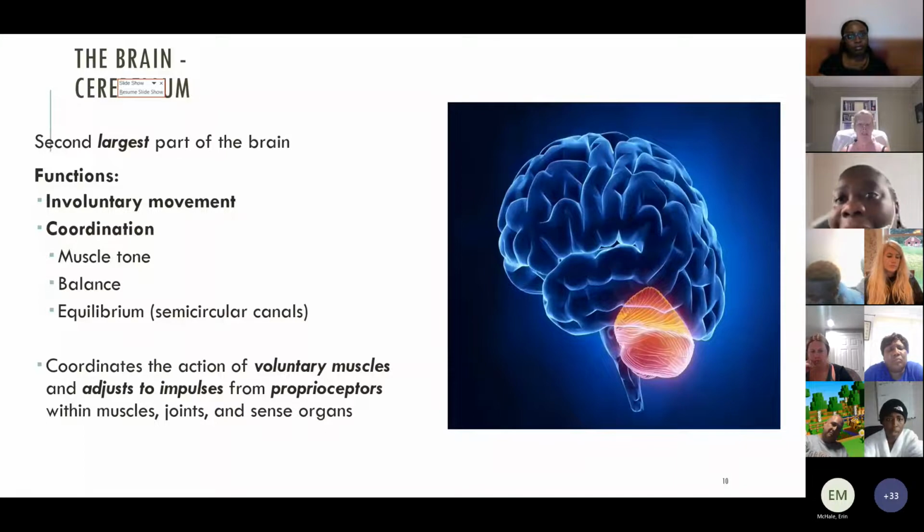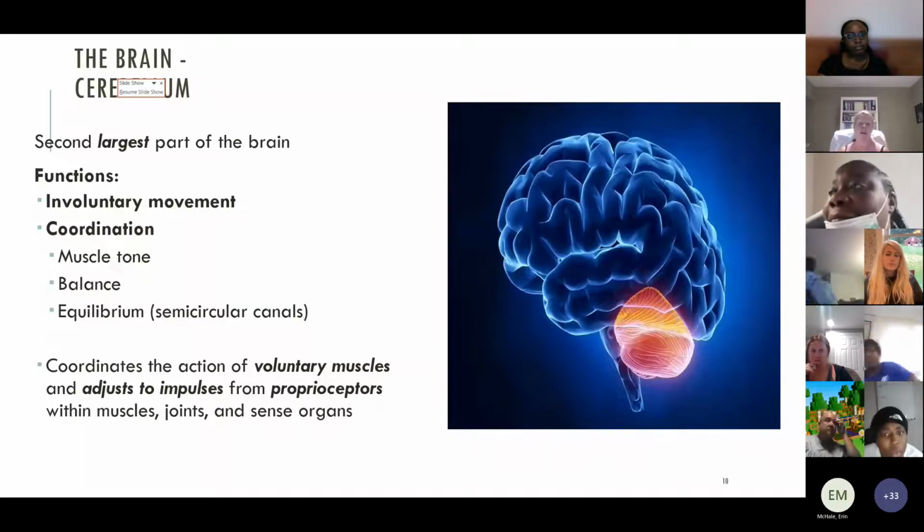It helps with our balance. And then it helps with our equilibrium too, so being able to stand up, whether or not we feel dizzy. The cerebellum actually also coordinates our voluntary muscles and adjusts to different impulses that are happening in our body. And it controls our muscles, our joints, and our organs.